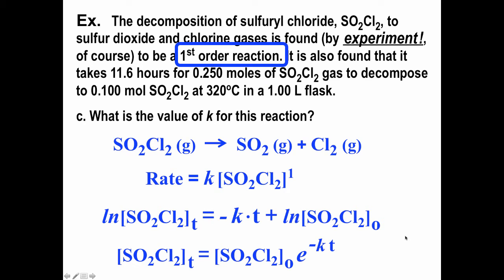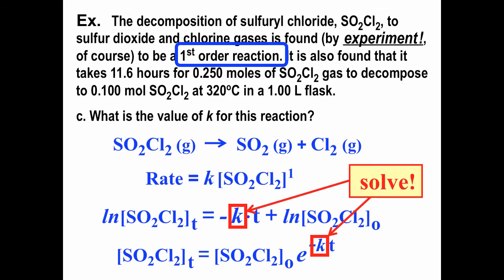So which equation of all these should we use? Of course, the last two equations actually contain K, so we can solve for K. The reason we don't use the rate law is because even though that contains K, we don't actually know the rate. But we do know the concentration of SO2Cl2 initially and at a later time. So it's solvable for K using either of the last two equations.